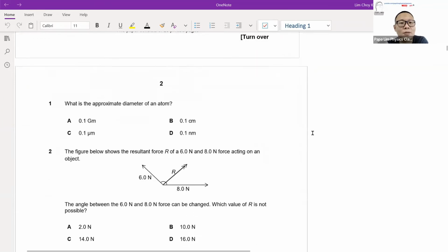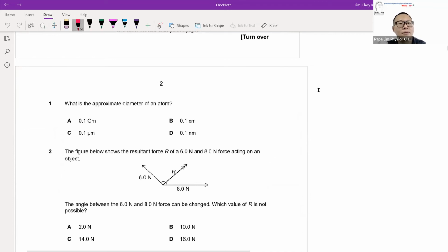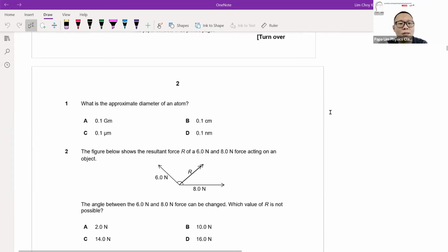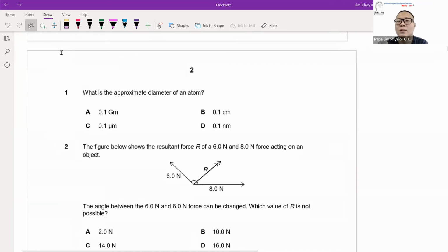For the first MCQ question, on the approximate diameter of the atoms, the only way to know is to read up on your chemistry book, which will have a lot. You just need to take note of the possible dimensions. The rationale of this question is to let students gauge how big the prefixes are. For example, how big is giga, how big is nano, to see your understanding of sizes.